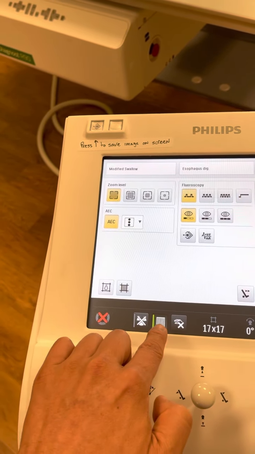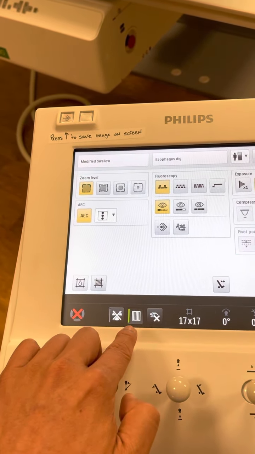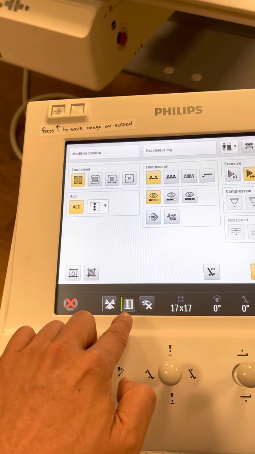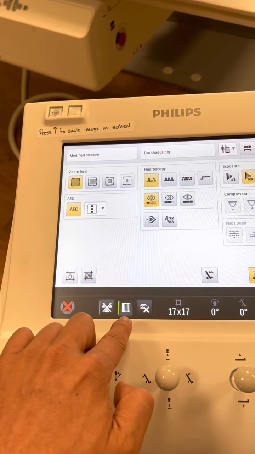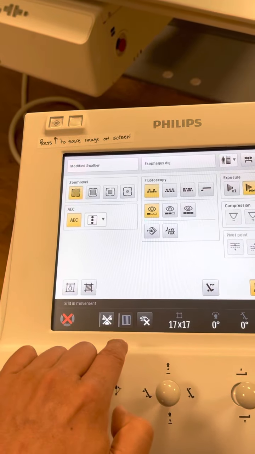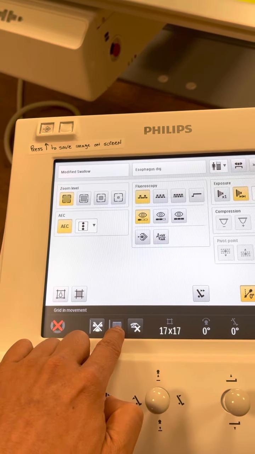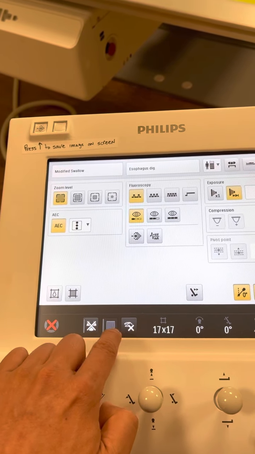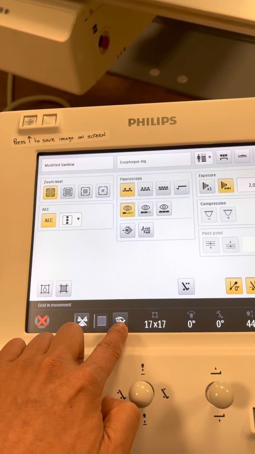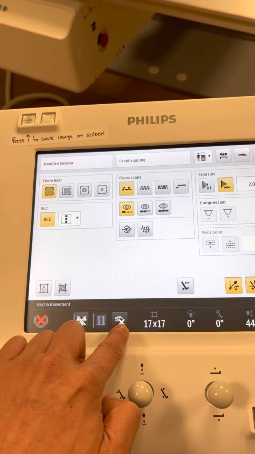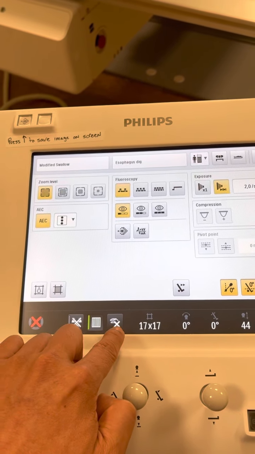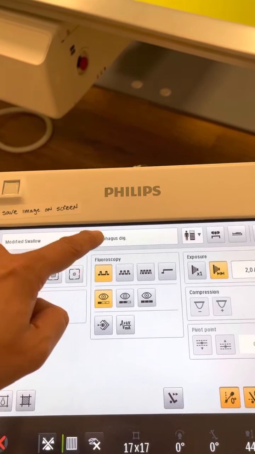The tech has to... this one shows grid, so all the adult patients have the grid on by default, and then for the pediatric patient, you press that, and the grid will be removed. And this one is basically to remove all the hand settings and go back to the default protocol.